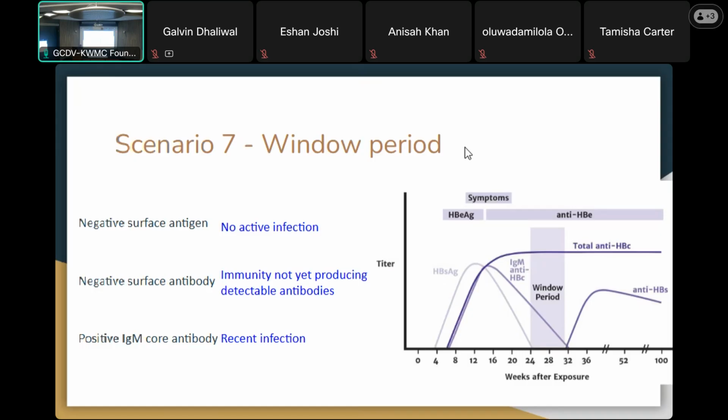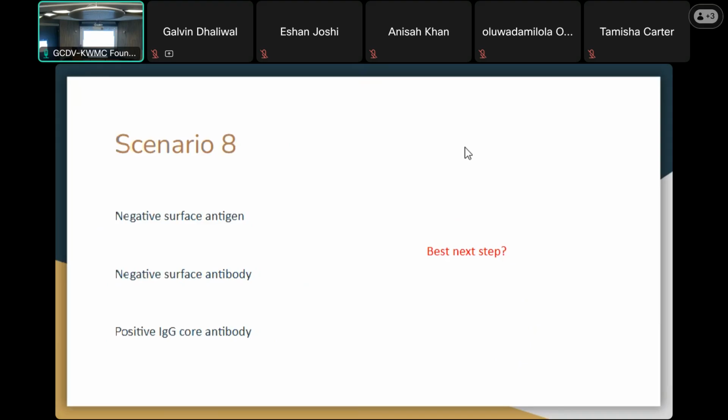Okay. All right, last scenario. This is a little complex. So everything's negative except IgG core antibody. So it's not the window period. So there's three possibilities here, okay? And we'll talk about them, but essentially, one is that this person had surface antibody, but got immunocompromised, or he or she has it, but not as much as to cause a positive blood test for surface antibody. Okay. Two is it's a false positive test and you repeat the testing.